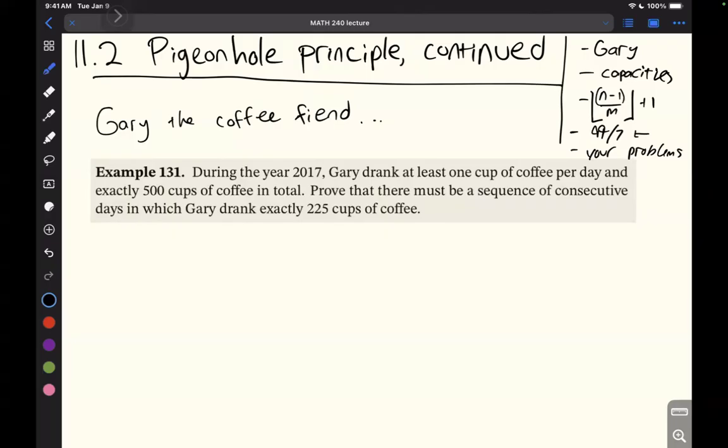All right, turn to your neighbor for a second. Try and think about this. Sequence of consecutive days.